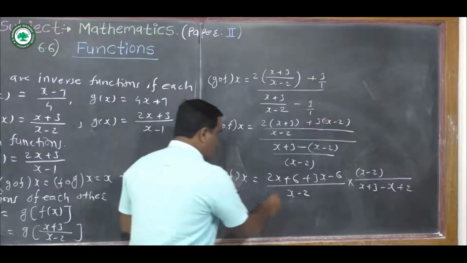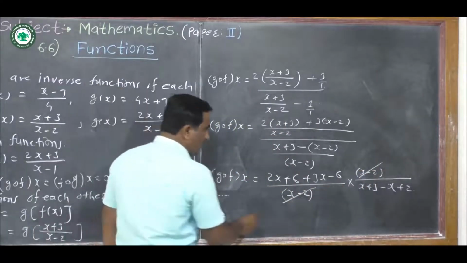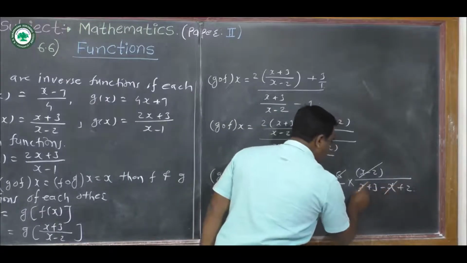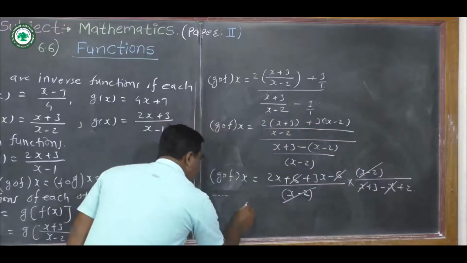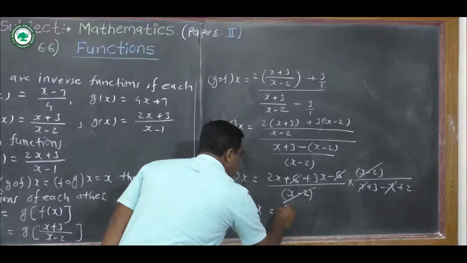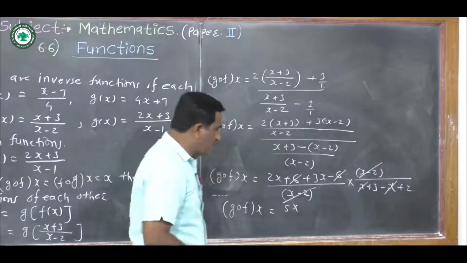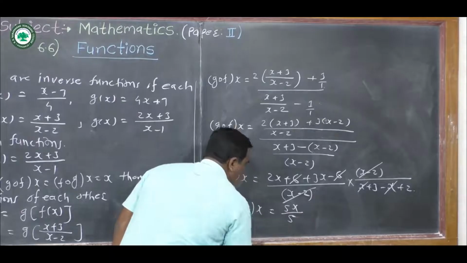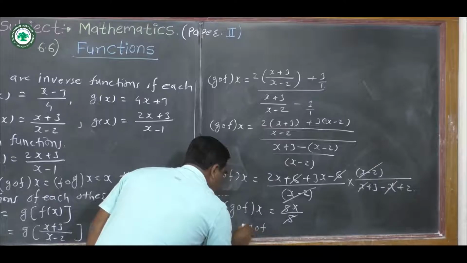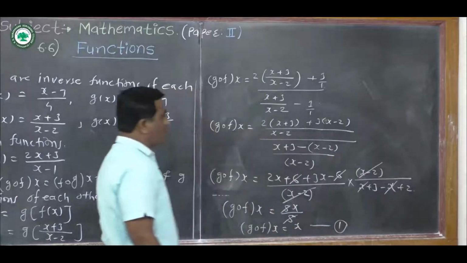Now this bracket x minus 2 upon x minus 2 gets cancelled. Now here plus 6 minus 6 cancel. Here minus x plus x cancel. Now write down the remaining terms. We have f composite with g of x is equal to 2x plus 3x, 5x, upon 3 plus 2. 3 plus 2 means 5. Now 5 gets cancelled, remains only x. We get f composite with g of x is equal to x. See this as equation number 1.